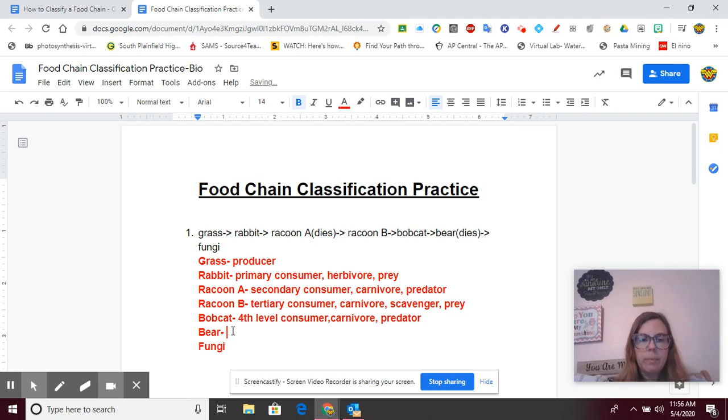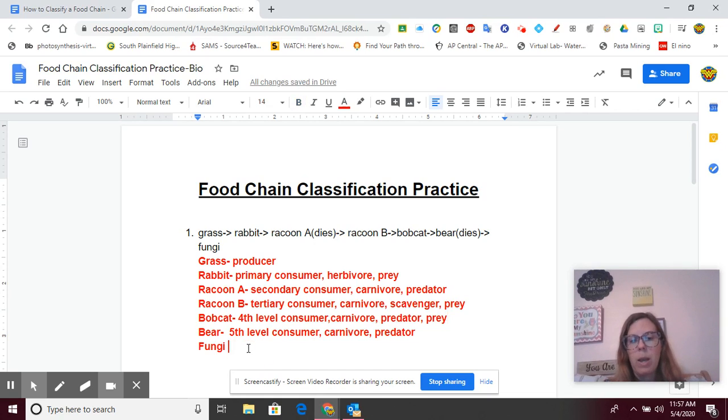The bear. The first question, producer or consumer? It is a consumer. Second question, what level? It is the fifth level consumer. Third question, is it a carnivore or an herbivore? It's eating the bobcat, so it is a carnivore. Fourth question, is it a predator, scavenger, or decomposer? The bobcat isn't dead, so it must be a predator. And we have to remember to go back up and make the bobcat prey.